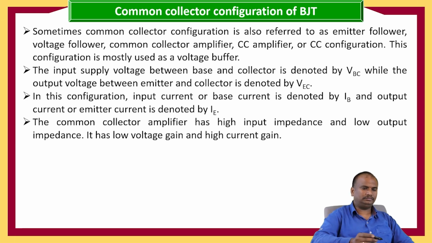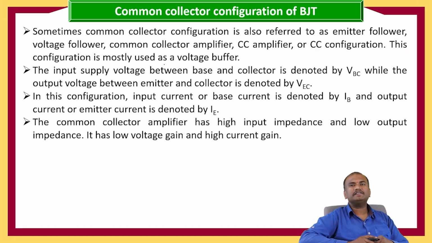The common collector configuration is also referred to as emitter follower, voltage follower, common collector amplifier, CC amplifier or CC configuration. This configuration is mostly used as a voltage buffer.